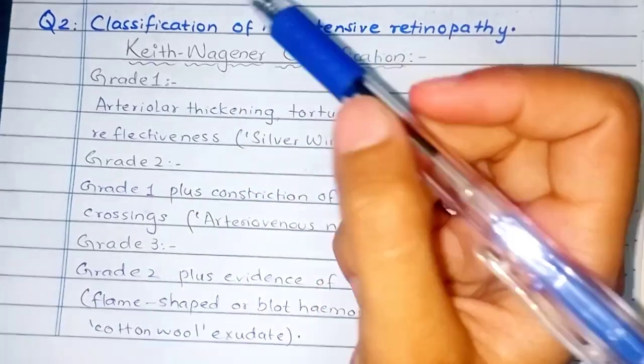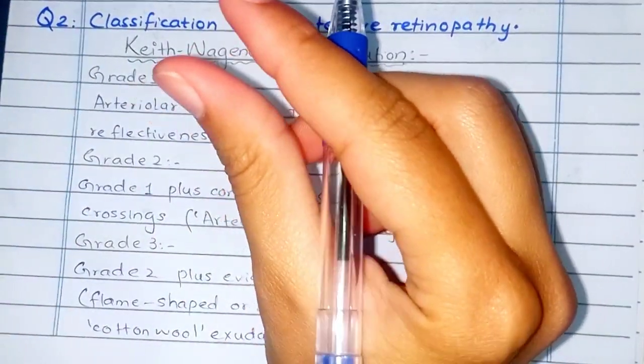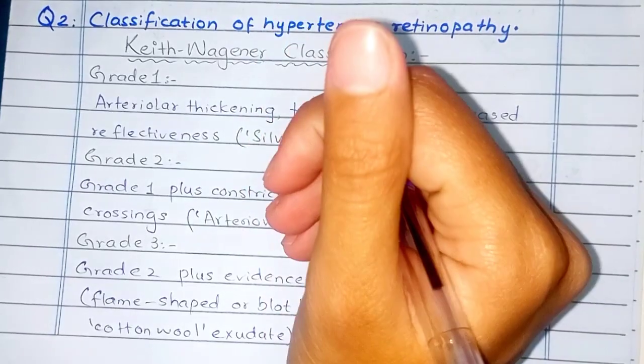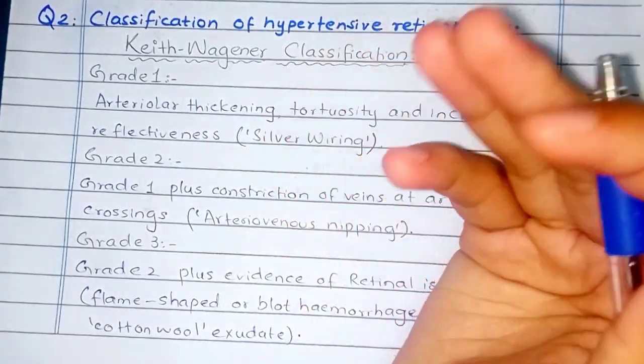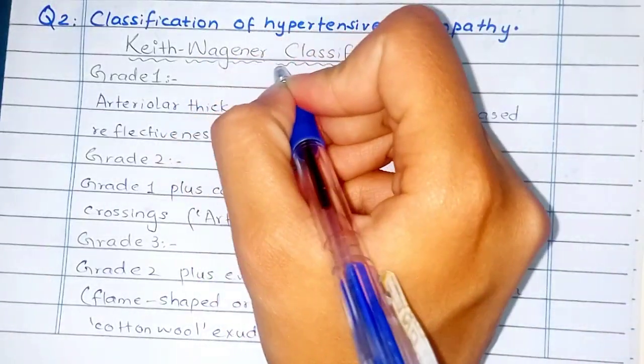In this, what happens is that there is mild narrowing of the retinal arteries, that is known as arteriolar narrowing, and increased light reflex, and this is due to arteriolar wall thickening. The arteries may also show mild tortuosity, that is the twisting and curving, and mild focal constriction.